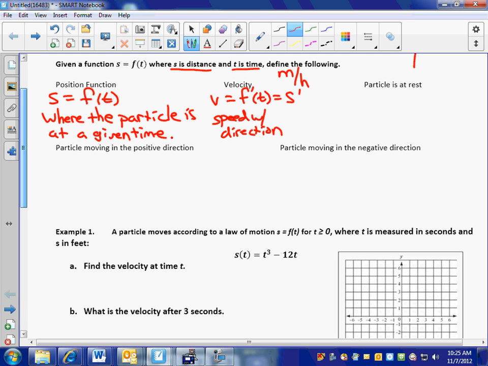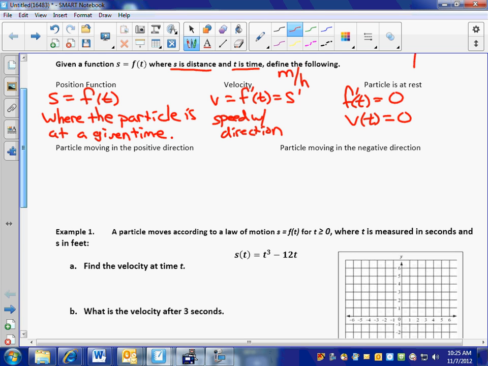So let's think about this. If a particle is at rest, if it's not moving, what is the velocity? 0. So when we solve f prime of t equal to 0 or v of t equal to 0, those are the same, right? That's where we find where the particle's at rest.